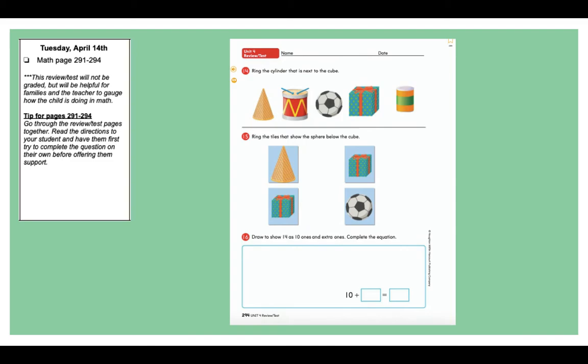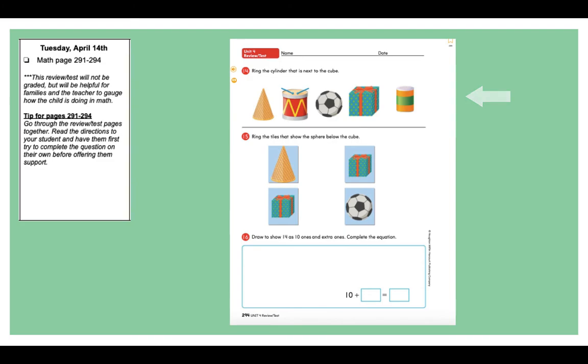All right, the last one says, ring the cylinder that is next to the cube. Oh my goodness, you have to use your brain. First, you have to find the cylinder that is next to the cube. So maybe look for the cube first, and then look at the two shapes next to the cube. Which one of those shapes is a cylinder? I know you really got to use your brain for this one, kinder friends. Circle the cylinder that is next to the cube.